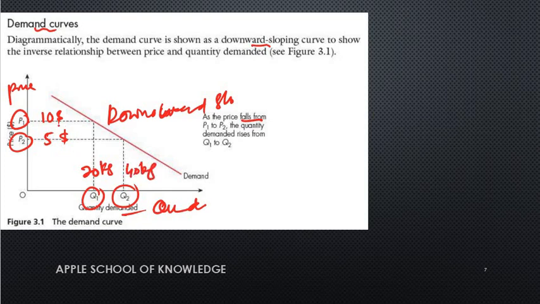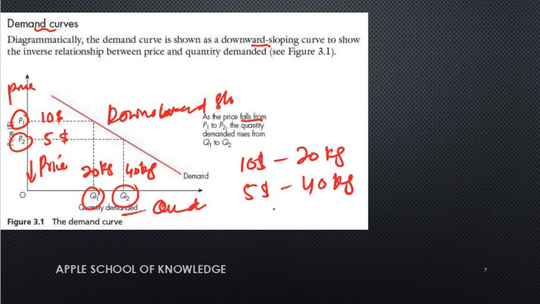Okay, so what does it mean? When the price goes down, then the demand goes up. Before, with $10, we were purchasing 20 kg. When the price goes down to $5, then we have increased the demand to 40 kg. So this is the downward slope in the relation between the price and the quantity demanded.